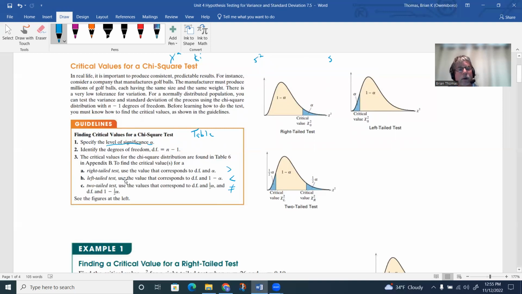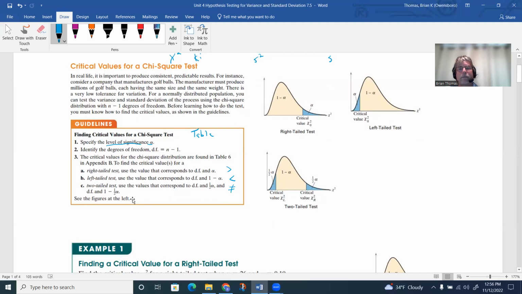Notice that for the right tail, we just use alpha. But to use the table for the left tail, we actually have to use 1 minus alpha. And for the two-tailed, we take half of alpha. That's going to give us our right chi-squared value. And then we use 1 minus half of alpha to get the left-tailed piece of this. So we also need to know the degrees of freedom here.